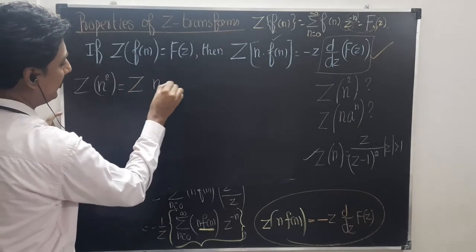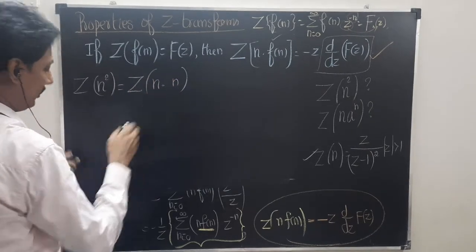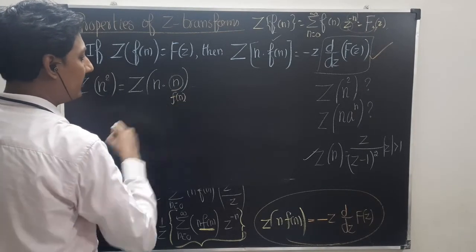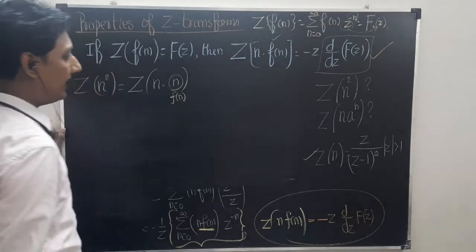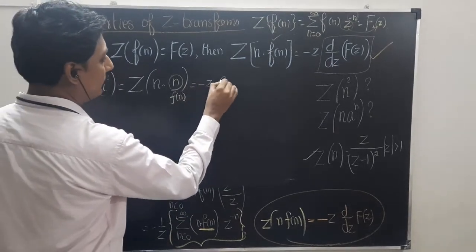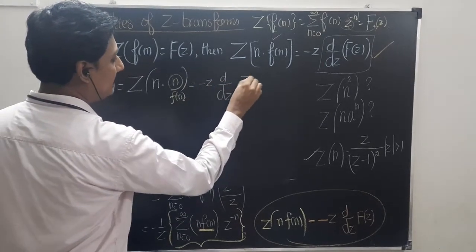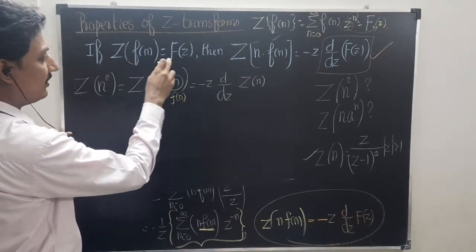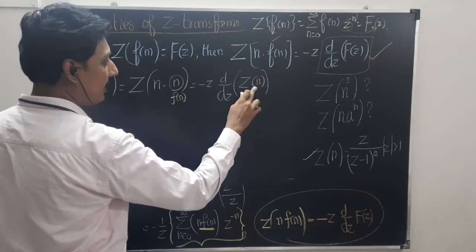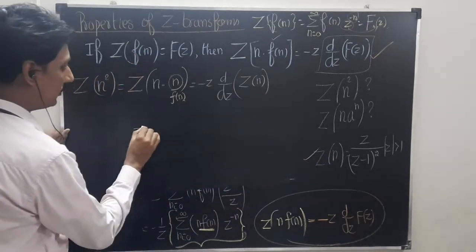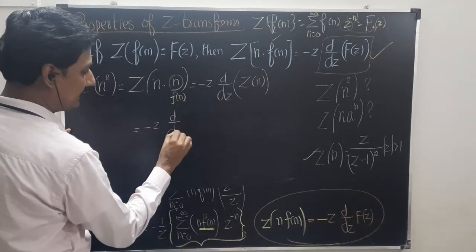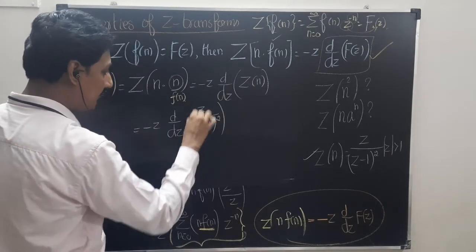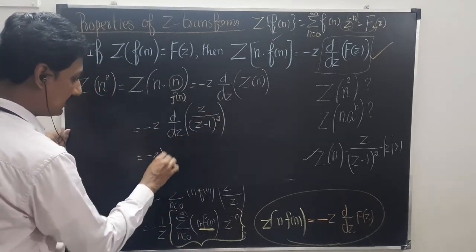How to get the z transform of n squared? This can be written as n into f of n, right? In this case, n is considered as f of n. Now this looks like this formula, so this is equal to minus z into d by dz of the z transform of n, because this is f of n. So what is the z transform of f of n? F of z. So what is the z transform of n? Once we know this result, it is well and good. So minus z into d by dz of z by z minus 1 to the whole square. Let us differentiate this with respect to z and we will get the answer.